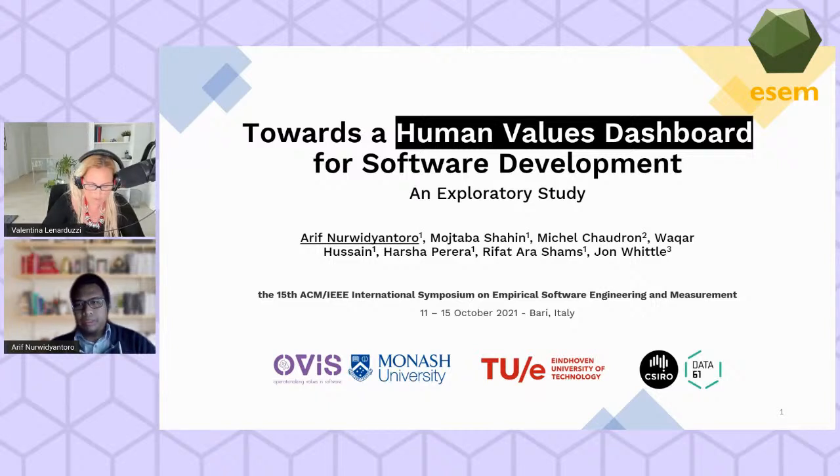So I will be presenting our paper titled Towards a Human Values Dashboard for Software Development: an Exploratory Study. This is a joint work with Mojtaba Shahin, Waqar Hussain, Harsha Perera, Rifat Shams from the HumaniSE Lab at Monash University, Michel Chaudron from Eindhoven University of Technology, and John Whittle from CSIRO Data61.